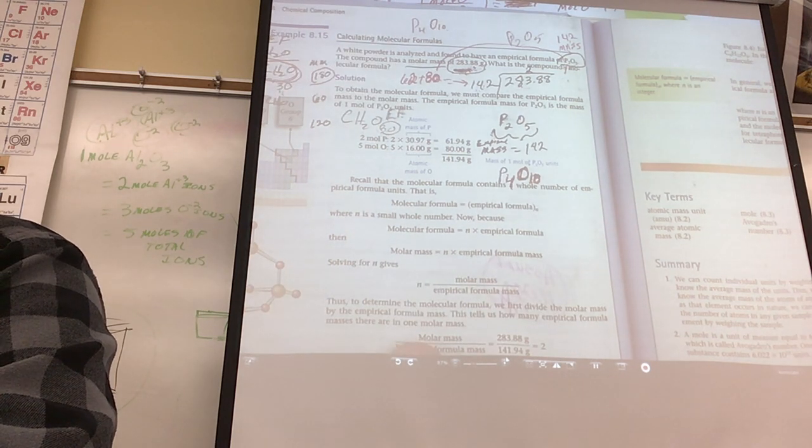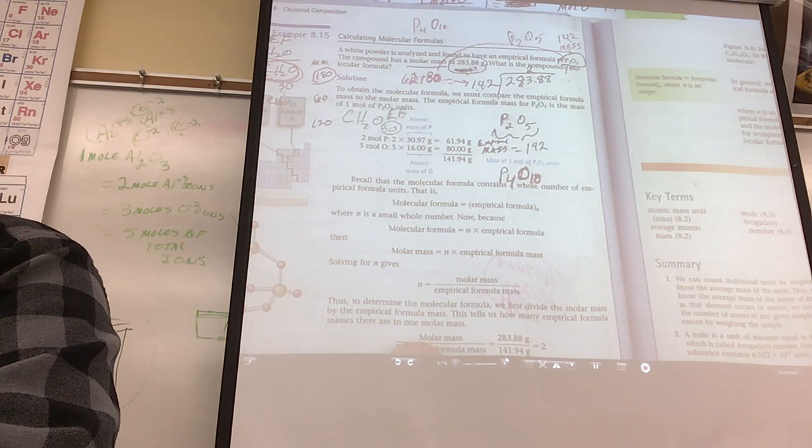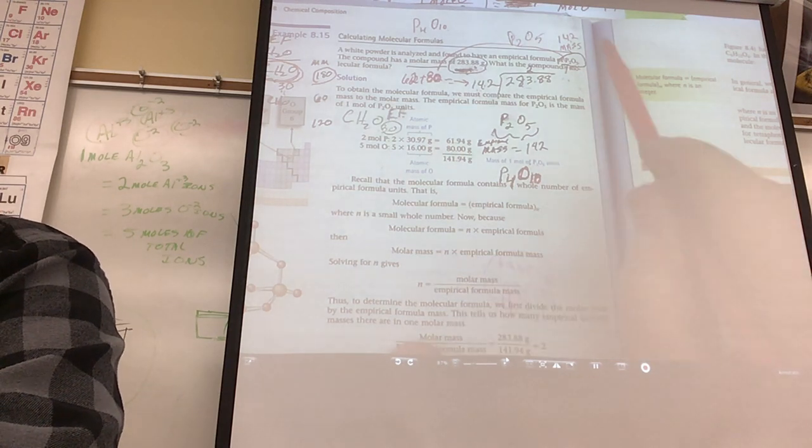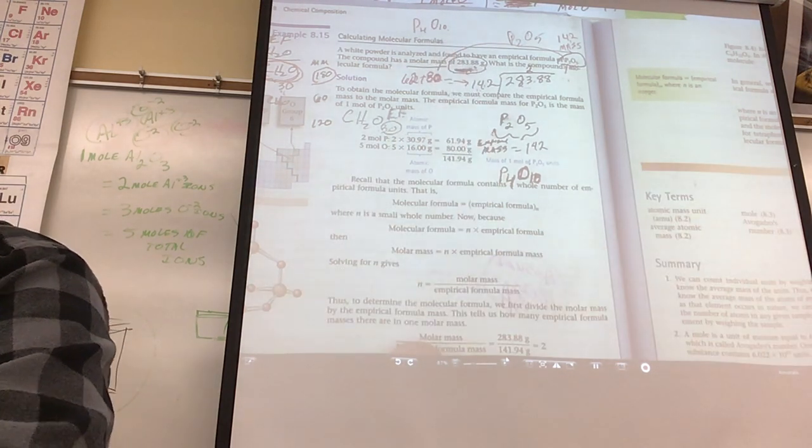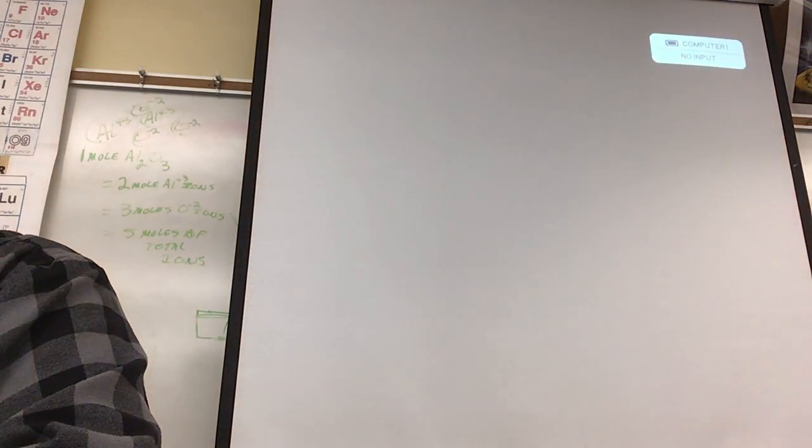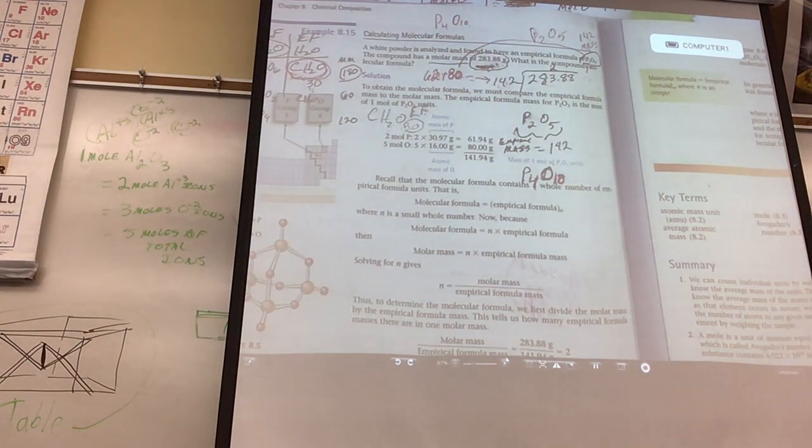So if you get a problem and they give you the empirical formula and they give you the molar mass, find the empirical mass, divide it in there, and multiply by whatever number that is. So I want to do that now to get that out of the way. Okay.